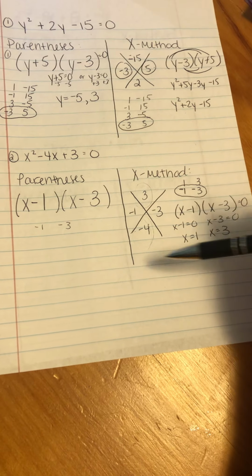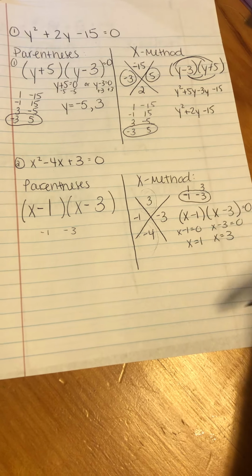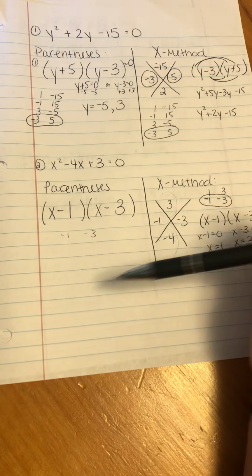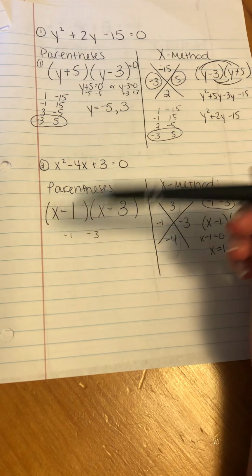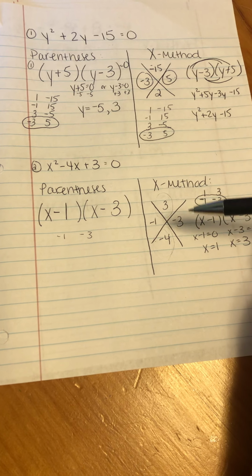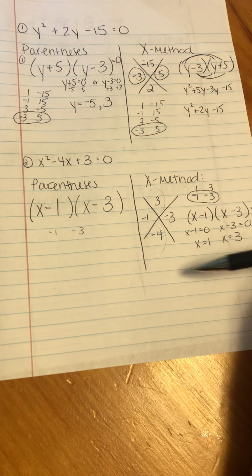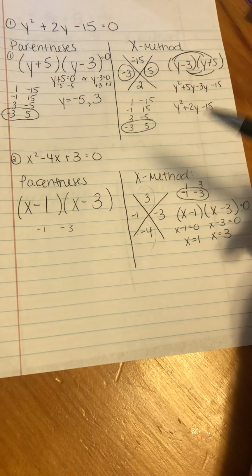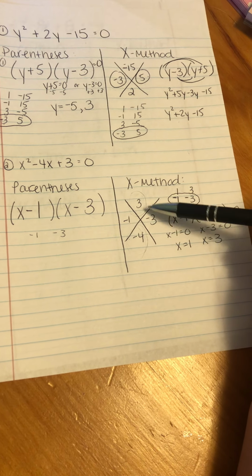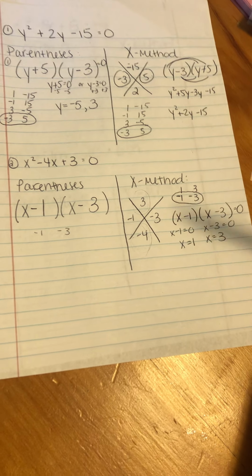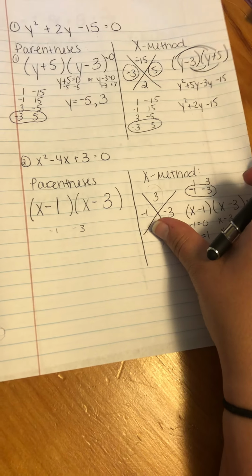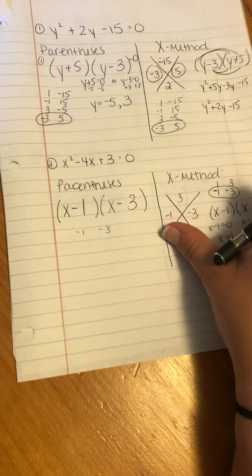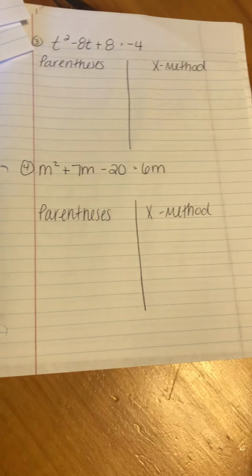So the X method tends to maybe take up a little bit more space. Parentheses method is a lot of doing it in your head. Personally, I think the X method is a little bit easier just for myself. It may not be easier for you. I like the X method a little bit better because I can see everything in front of me. It just makes sense in my head. So those are two types of examples. I want to show you two other types.